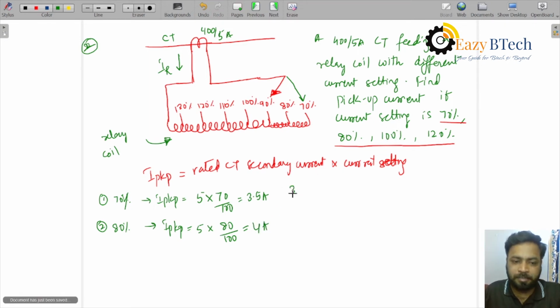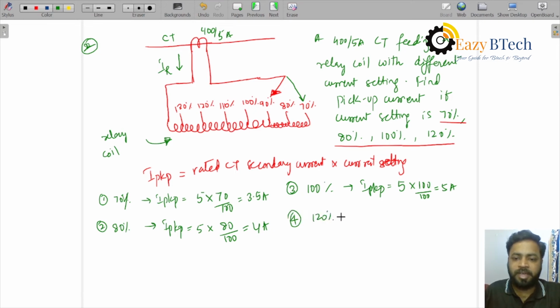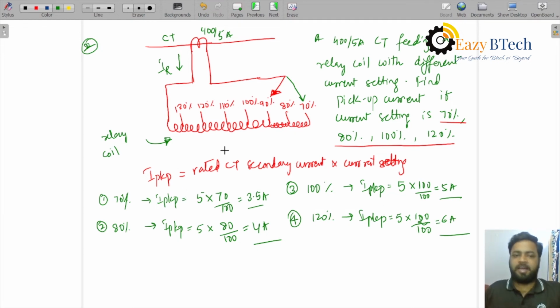So the third setting is 100%, right? At 100% setting, we have I pickup equal to rated CT secondary current multiplied by 100%. So that will be 5 amperes. The last one, 120%. So I pickup equal to rated CT secondary current multiplied by current setting. So current setting here is 120%, so 5 times 1.2, 6 amperes will be here. So we can see that by changing the current setting value, maybe 70%, 120%, 100% or 80%, we can get different pickup currents for the relay.